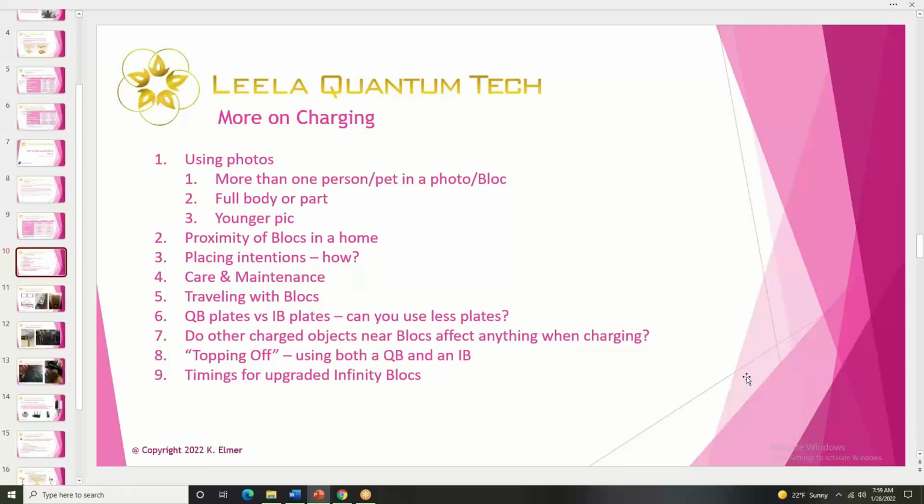And if you want to give yourself a nice charge, or someone else, then try to have a full body picture, or where as much of the body is on the picture. That's what I would recommend.